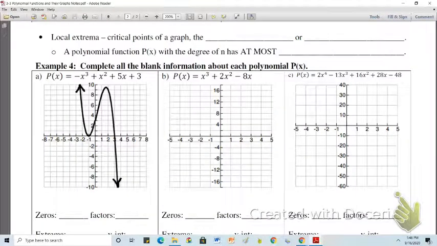So the last thing that we need to talk about is our local extrema. These, remember, are critical points. They're the points where the graphs turn around. These are our minimum and our maximum points.